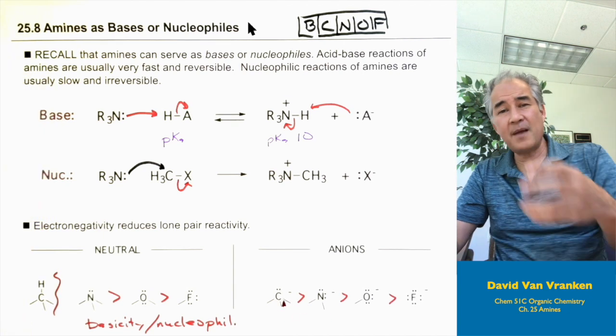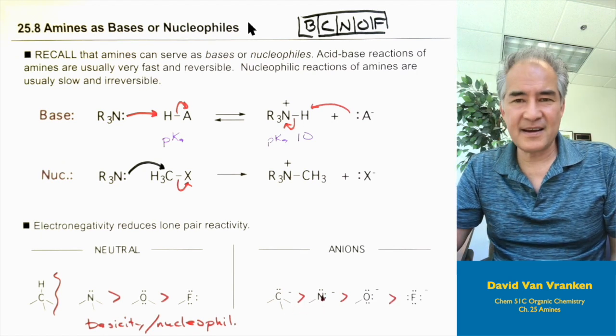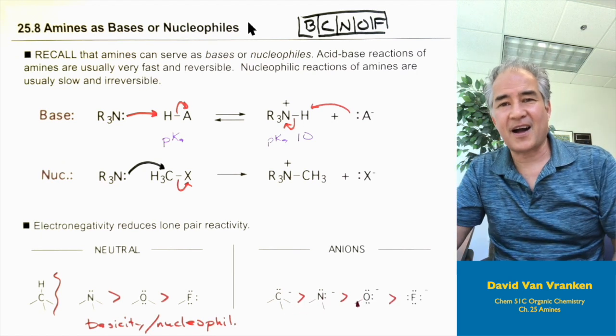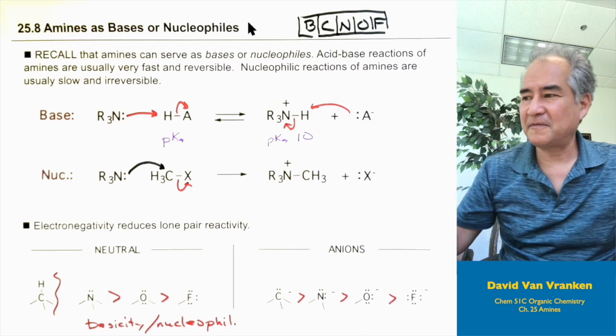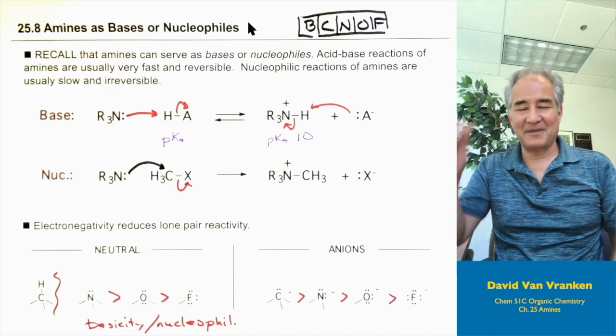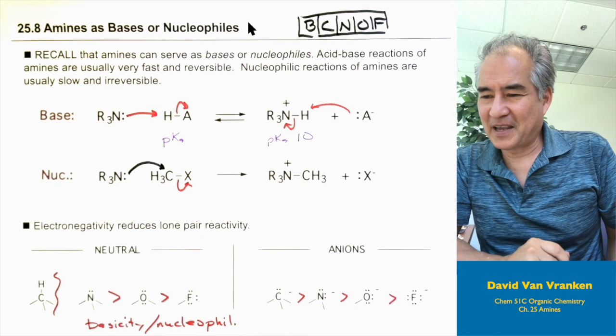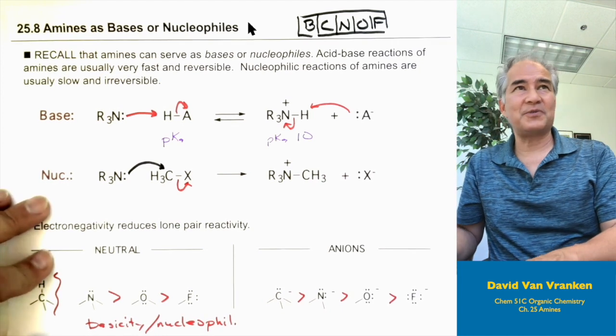Carbanions are way more reactive than amide anions, and amide anions are way more reactive than alkoxides, and alkoxides are way more reactive than fluoride anions. We typically don't use fluoride anions very much in organic chemistry. Maybe when you go to the pharmaceutical industry.